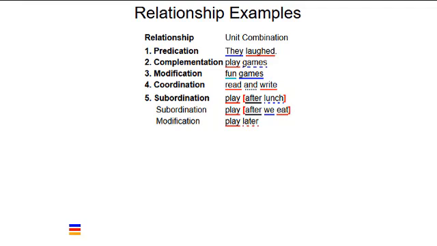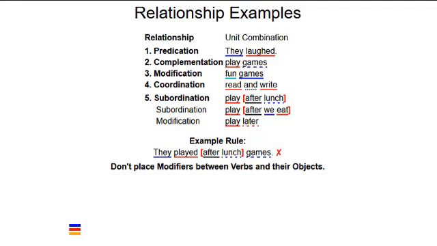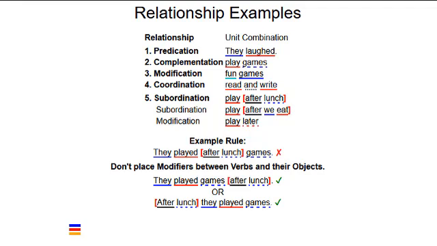We use these grammatical classifications in order to explain grammar rules. For example, the sentence "they played after lunch games" is grammatically incorrect because a modifier cannot be placed between a verb and its object. Objects are complements. The word "games" is an object of "played." We can either move the modifying phrase "after lunch" to the end of the predicate, "they played games after lunch," or we can place it before the subject, "after lunch, they played games."